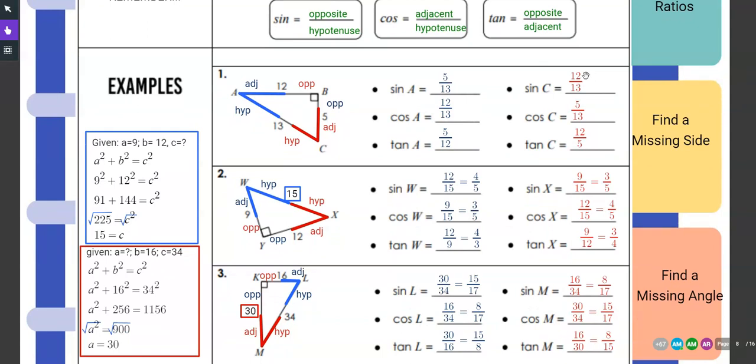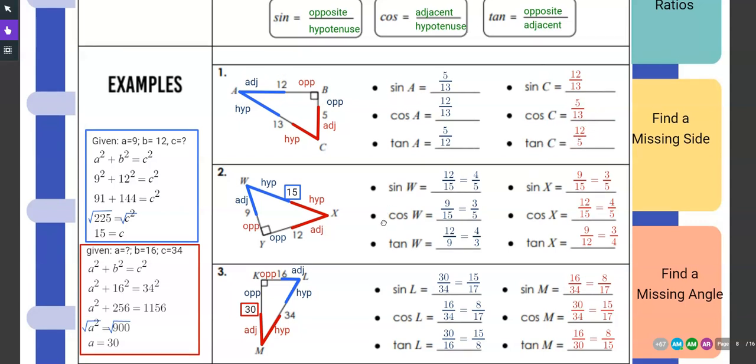So my sine of angle C, opposite over hypotenuse, is 12 over 13. Cosine, adjacent over hypotenuse, is 5 over 13. And tangent is 12 over 5 because opposite over adjacent.